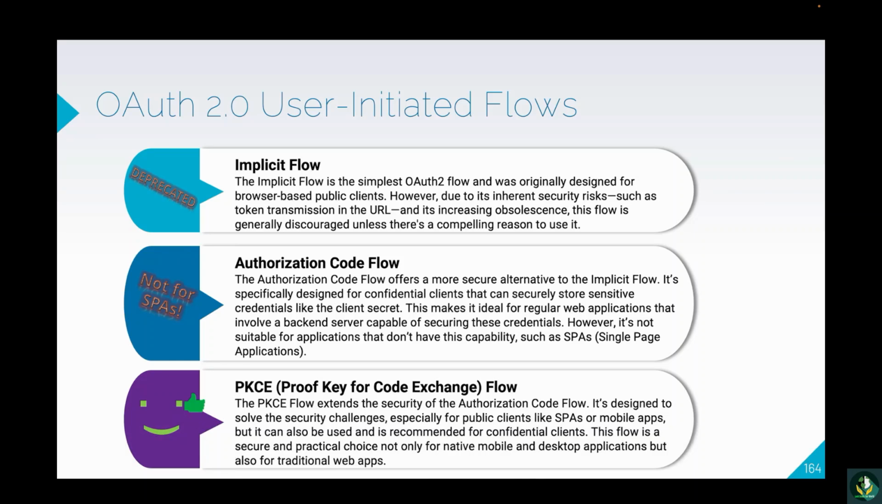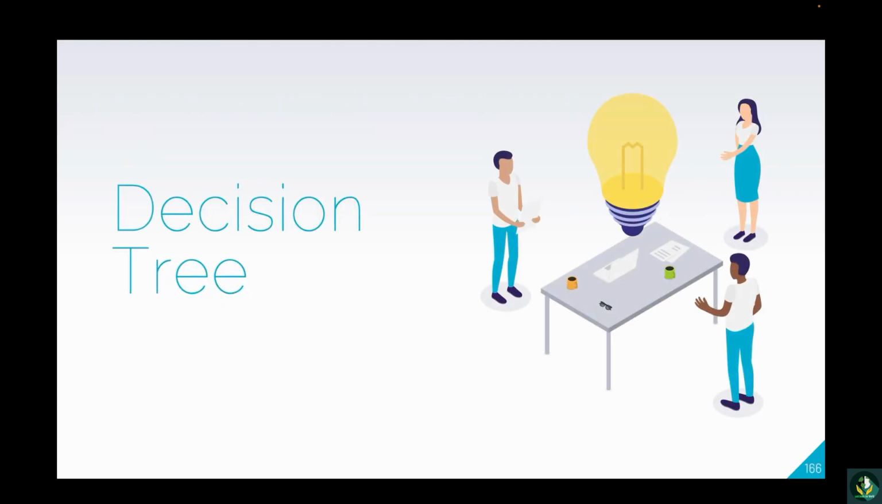PKCE flow, proof key for code exchange. The PKCE flow extends the security of the authorization code flow. It's designed to solve the security challenges, especially for public clients like single-page applications or mobile applications, but it can also be used and is recommended for confidential clients. This flow is a secure and practical choice not only for native mobile and desktop applications, but also for traditional web applications. Now let's move on to the decision tree, which wraps everything up and provides a step-by-step guide to making the right choice for user-initiated flows.